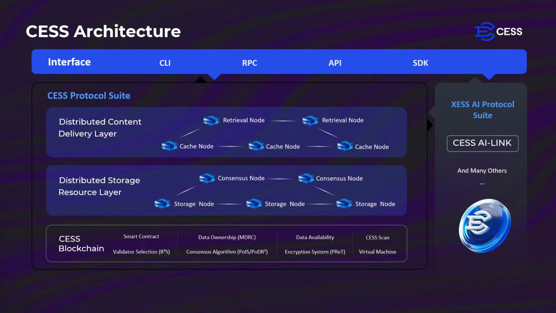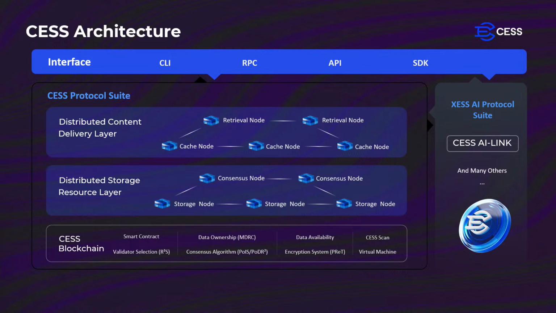Bottom layer, CESS blockchain. Now, this is where our protocol happens. We have the consensus validator selection there. We have the smart contract that runs natively on our chain, not a plugin module, native. And then this is our data ownership happening, running MDRC. I'll talk a little bit about that later. And consensus, we are keeping your data safe by running this protocol.